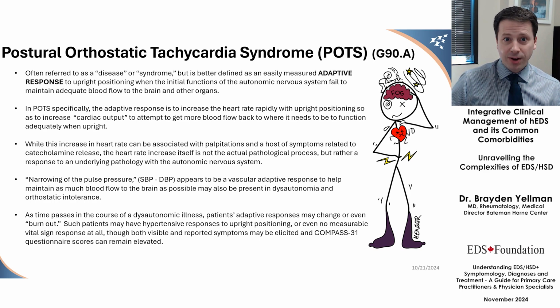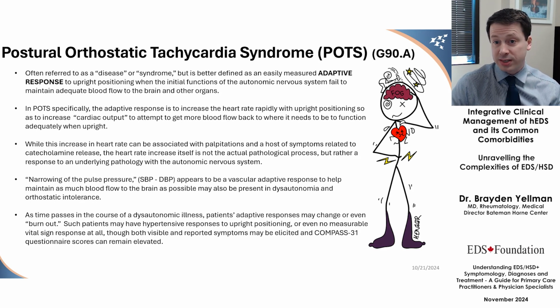What are we measuring in something like POTS, for example? Well, POTS is often referred to as a disease or syndrome, but it's actually better defined as an adaptive response to upright positioning when the initial functions of the autonomic nervous system are failing to maintain adequate blood flow to the brain and other organs. In POTS specifically, that adaptive response is increasing the heart rate with upright positioning so that you can increase your cardiac output, you get more blood flow back to where it needs to go to function better when upright, whether it's muscles, brain, etc.